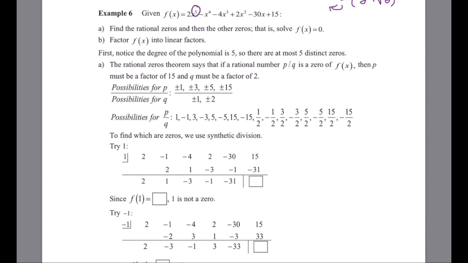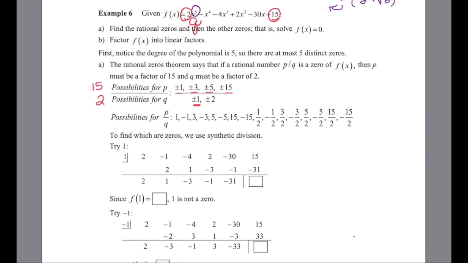So I'm going to look at 2 as my q-value. Factors of 2 are ±1 and ±2, and factors of 15 are 1, 3, 5, and 15. Those are all numbers that evenly divide into 15 and into 2. We're going to have a lot of possibilities: positive and negative 1, positive and negative 3, positive and negative 5, and positive and negative 15.